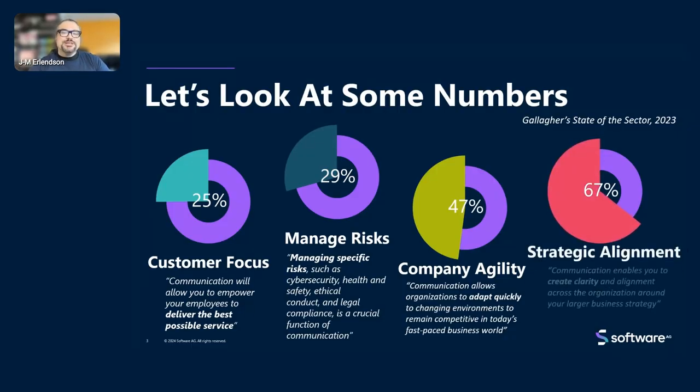67% of people said strategic alignment is a core part of how they're going to deliver their business repeatably, sustainably, and with growth in mind. So communication allows you to create that clarity and alignment around the organization from strategy to execution.